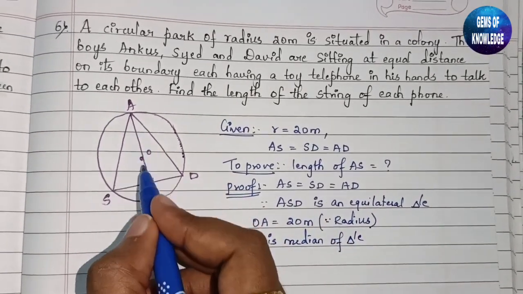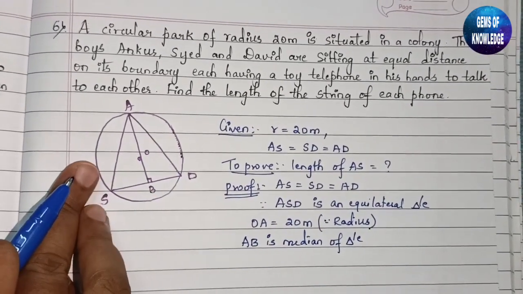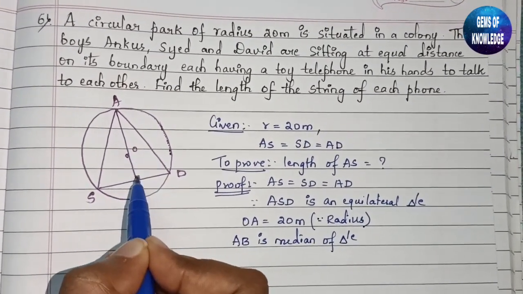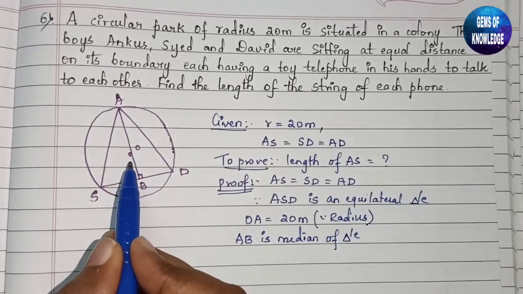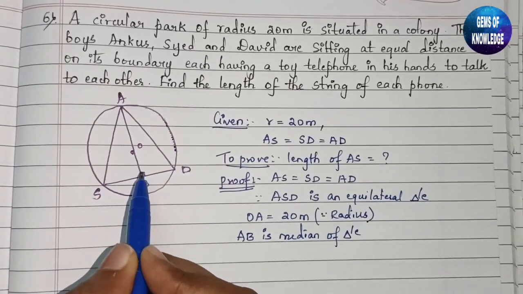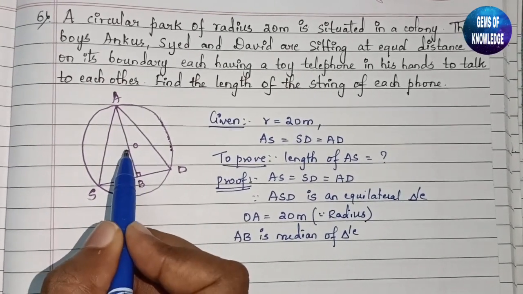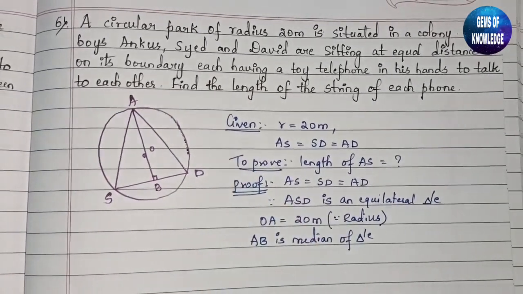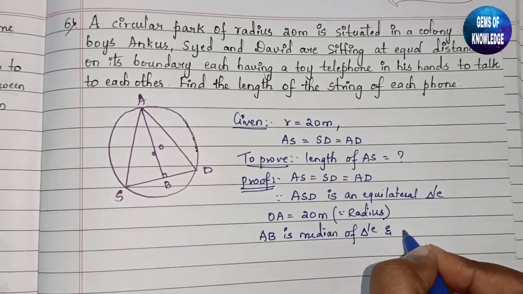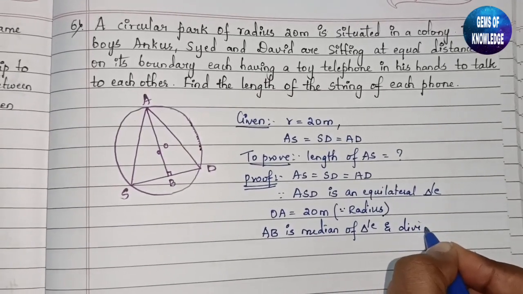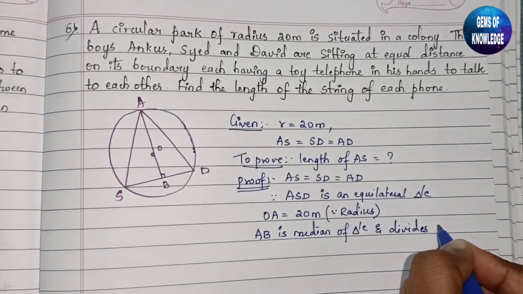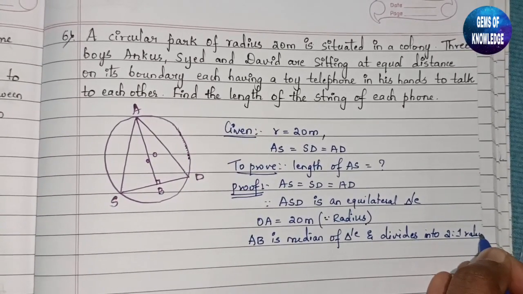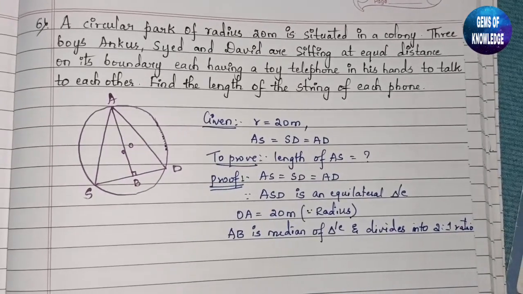Okay, this AB is a median and it is dividing in a 2:1 ratio. You can see this length OM is smaller than OA, because OB is half, but this OA is touching the circle and this is not touching the circle. So we can say that it is the median and it divides into a 2:1 ratio.